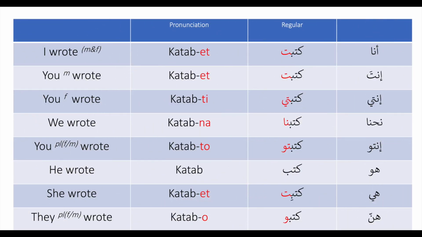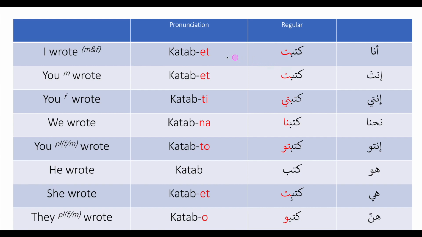Let's have a look at our first verb, and it's a regular one. What do we notice here? We've got the verb katab, which I've highlighted in black, and the one in red, this is what we call the suffix. So when you say ana katab, it doesn't mean anything. You need to go and add the appropriate conjugation.